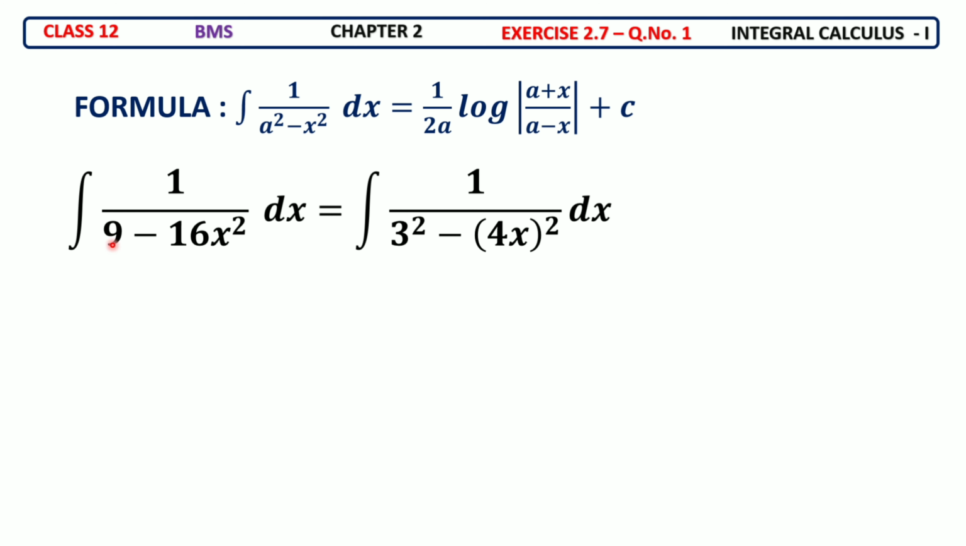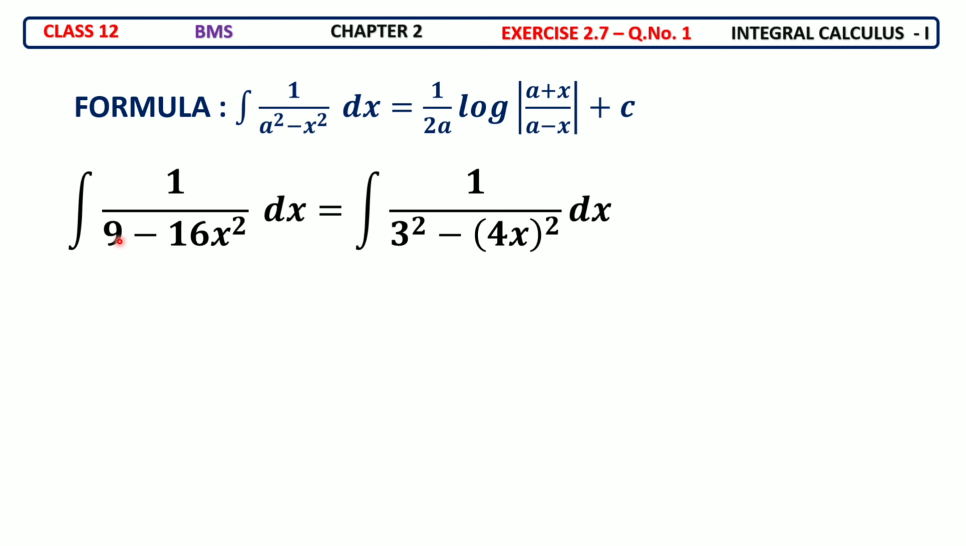This 9 is written as a square format, that is, 9 is written as 3 square. Here x square format: this 16x square can be written as a whole square of 4x, the whole square. So the given question is written in the format of the given formula. We have to write the given function in the form of the formula, so we have to make the given function fit the formula pattern.